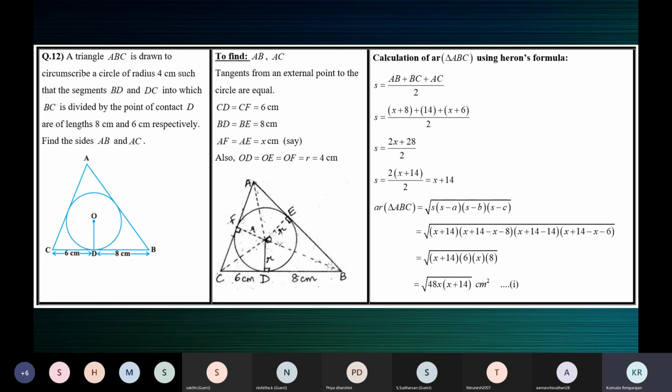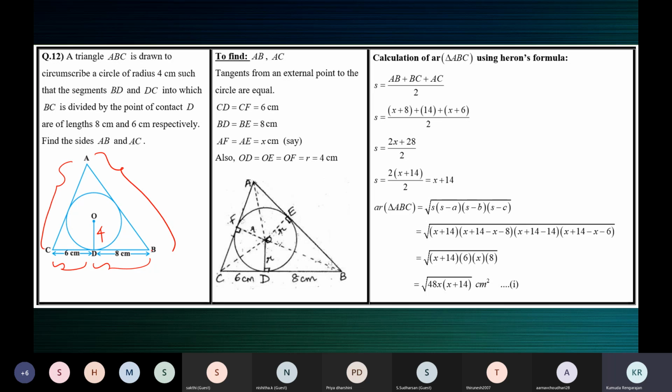So in this question, you can see a triangle circumscribing a circle. The radius of the circle is given to be 4 centimeters. And you can see the lengths of these line segments marked here. CD is 6 centimeters and BD is 8 centimeters. We need to find the lengths of the line segments AB and AC.